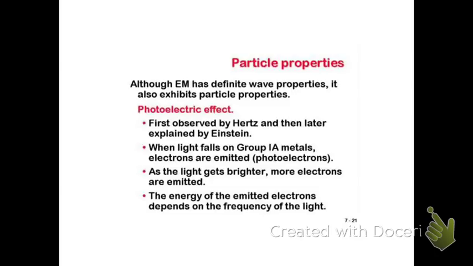All right, so now, even though we've talked about it as a wave, remember that light is also a particle. And there's something called the photoelectric effect. It was first observed by Hertz, and then later Einstein explained it. Essentially this effect shows that when light falls on group 1A metals, so lithium, sodium, potassium, etc., electrons will be emitted. So when light hits them, they let off electrons. The brighter the light, the more electrons will be let off. And the energy of the electrons that come off depends on the frequency of light you hit it with. I'm going to demonstrate that for you in a picture.